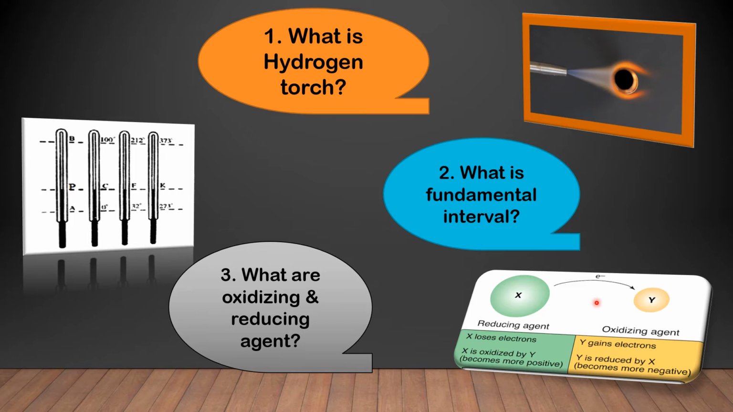Definition: in a redox reaction, a substance which oxidizes other and is reduced on its side is called an oxidizing agent or oxidant, and the substance which reduces other and is oxidized on its side is called a reducing agent or reductant.